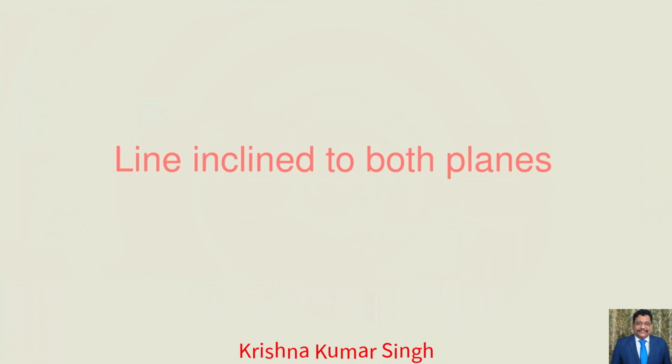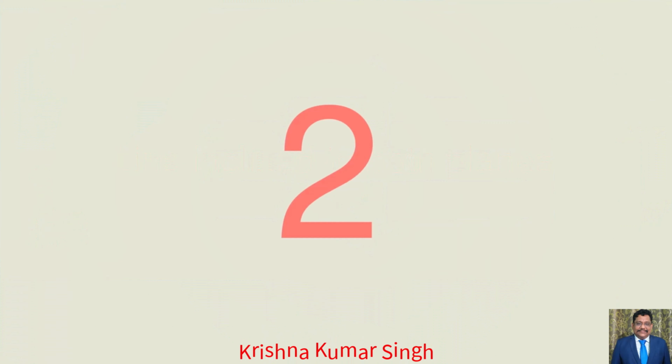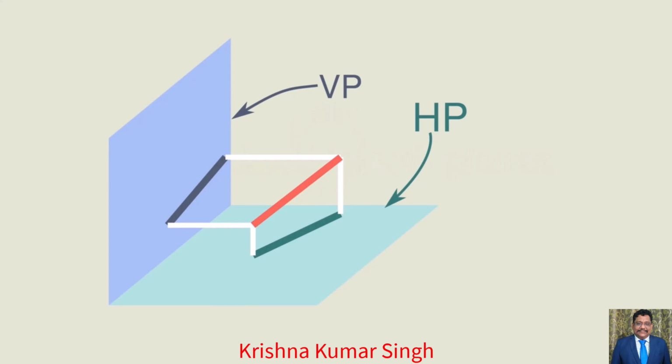Line inclined to both planes. There are two cases over here. The two cases are formulated considering the angles made by the views on the HP and VP. Let us consider the angle true length makes with HP is equal to theta. The angle true length makes with VP is equal to phi.